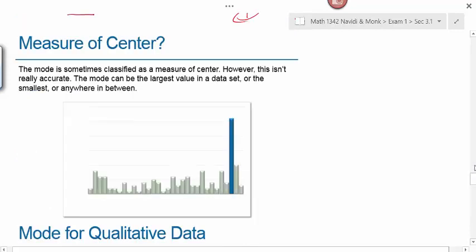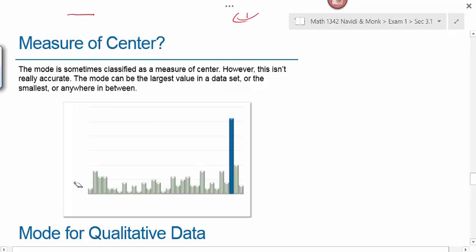We put the mode in as a measure of the center, but that can be misleading because your mode may be down here at one of the endpoints like this is here. This bar right here represents the mode because it goes the tallest, but it's nowhere near the middle of our data set. So calling the mode a measure of center can be misleading, but every textbook I've ever used for statistics always puts the mode in with the measures of center.